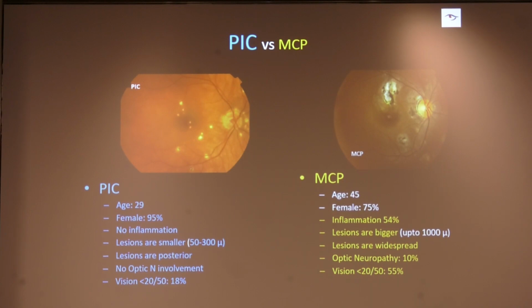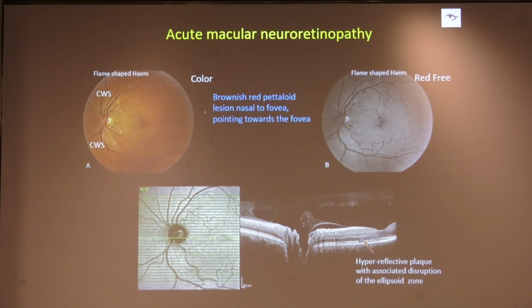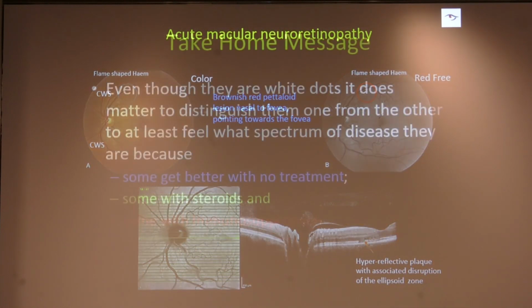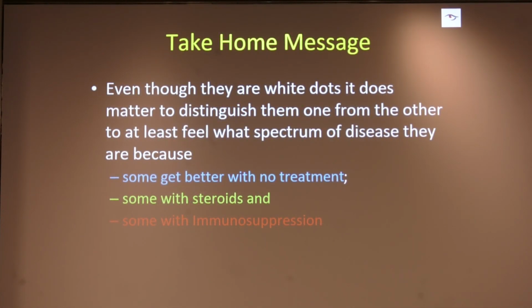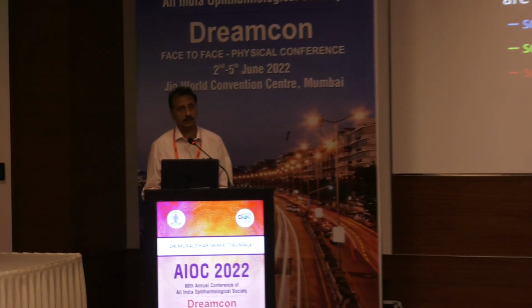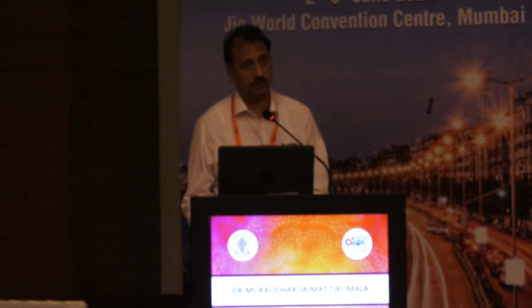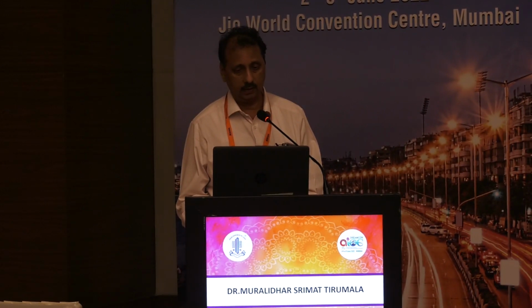Then you have the multifocal choroiditis with panuveitis, and this is very salient. The PIC and the MCPs have very interesting differentiations, and I think you can just go through this. I'll leave this in the interest of time. I'll take you through the last slide: even though they are white dots, it does matter to distinguish them one from the other, to at least feel what spectrum of disease they are, because some get better with no treatment, some with steroids, some with immunosuppression, and some with a combination of all this.